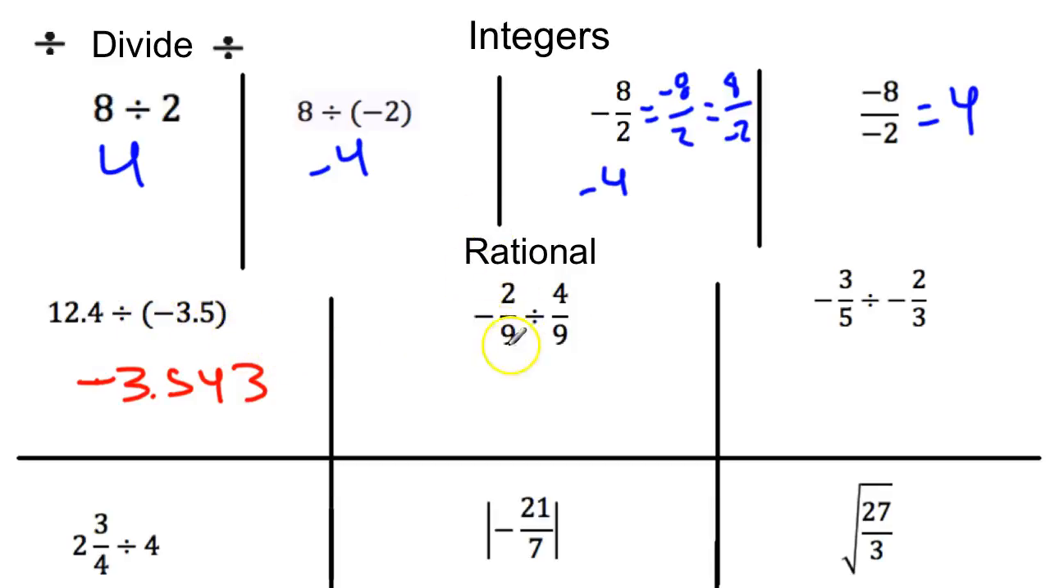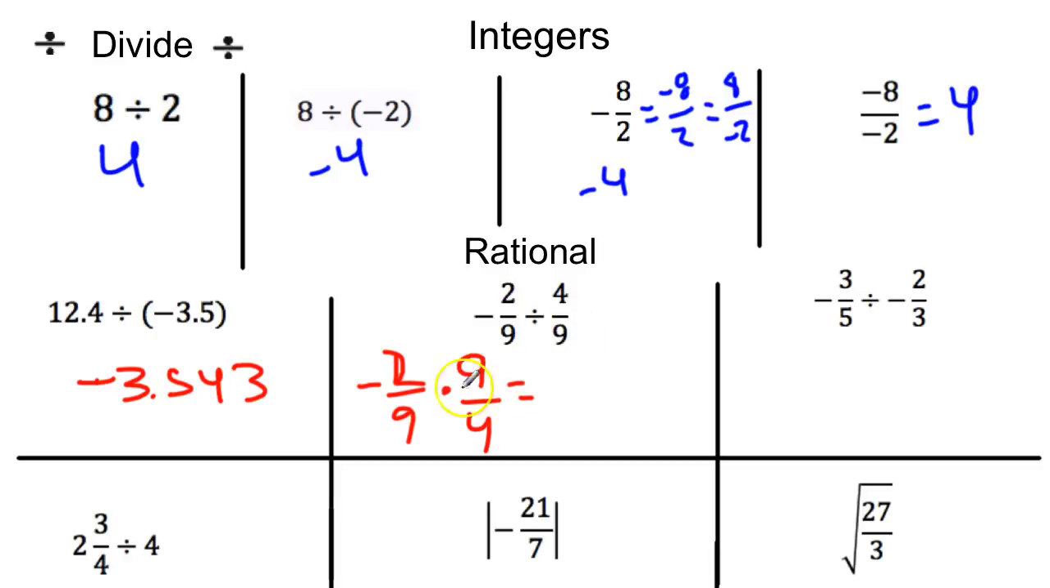This is one of the most important rules. It can be a little tricky sometimes. When you're dividing two fractions, what you're really doing is taking the first fraction, negative 2/9, and instead of dividing it by the second one, you multiply it by this one flipped. So instead of 4/9, 9/4. So you flip it and then multiply. Flip, multiply. One more time, flip, multiply.